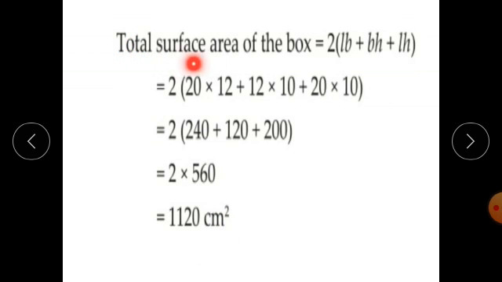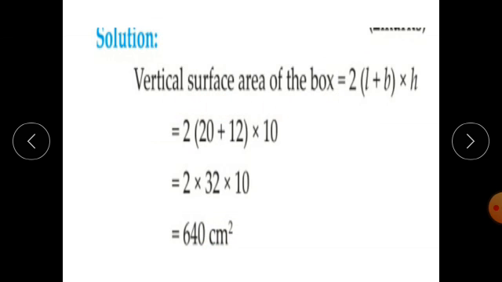Now you have to find out total surface area of the box. Means total surface area of a cuboid equal to 2 times of length into breadth plus breadth into height plus length into height. Again substitute values. So 2 times of 20 into 12 plus 12 into 10 plus 20 into 10 equal to 2 times of 240 plus 120 plus 200 equal to 2 into 560 equal to 1120 square centimeter. So total surface area of the box equal to 1120 centimeter square.